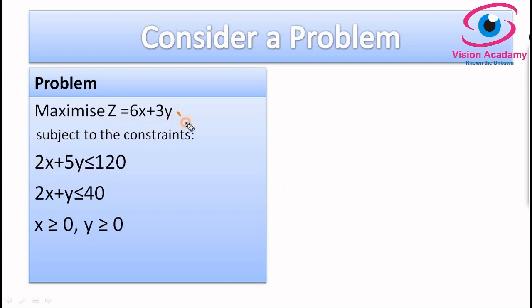Here we have an objective function that z is equal to 6x plus 3y. Also we have two subject constraints and both constraints are of the less than or equal to type of inequalities. So we can add a slack variable to these, and we have non-negatives also. Firstly, what we want to do is rewrite this linear programming problem into the standard form of linear programming for the simplex method.